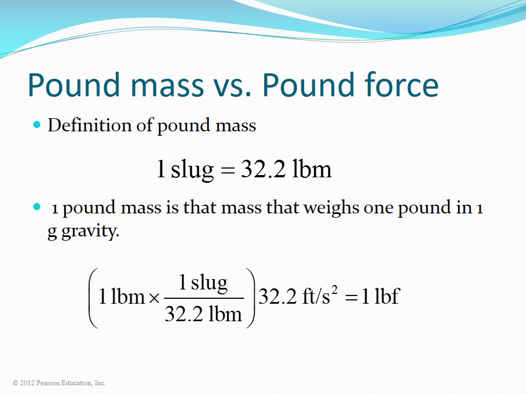In a further confusion of the use of the term pound, we have the terms pound mass and pound force. The slug is the standard unit of mass in the English system. 1 slug is equal to 32.17 pound mass. 1 pound mass is the mass that weighs 1 pound in 1 g of gravity.